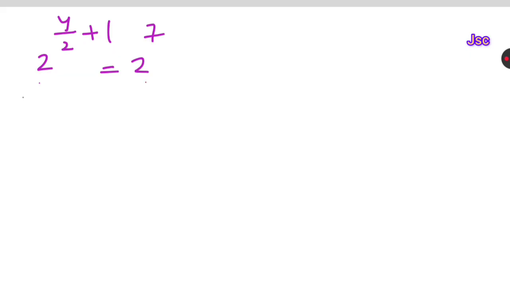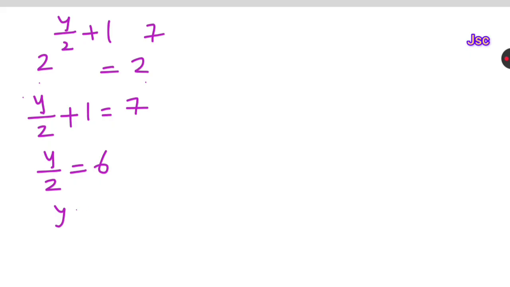So here now my bases are same. I can equate the exponents. So that is y over 2 plus 1, that is equal to 7. So then y over 2 is equal to 6. Then y is 12. I got the y value as 12.